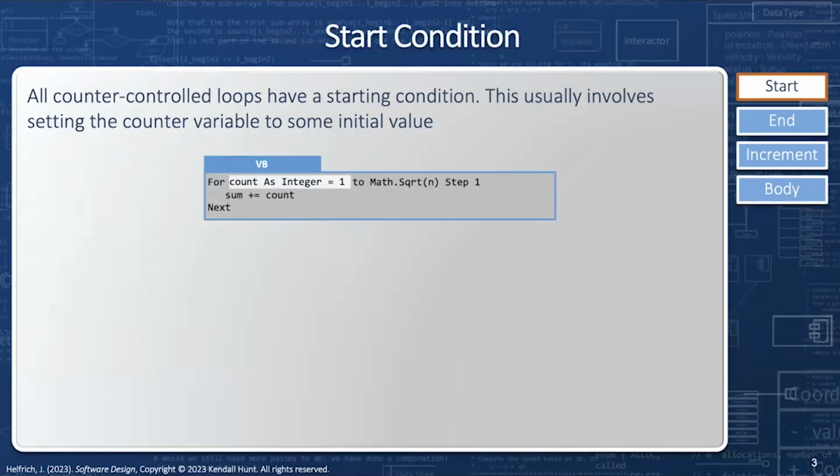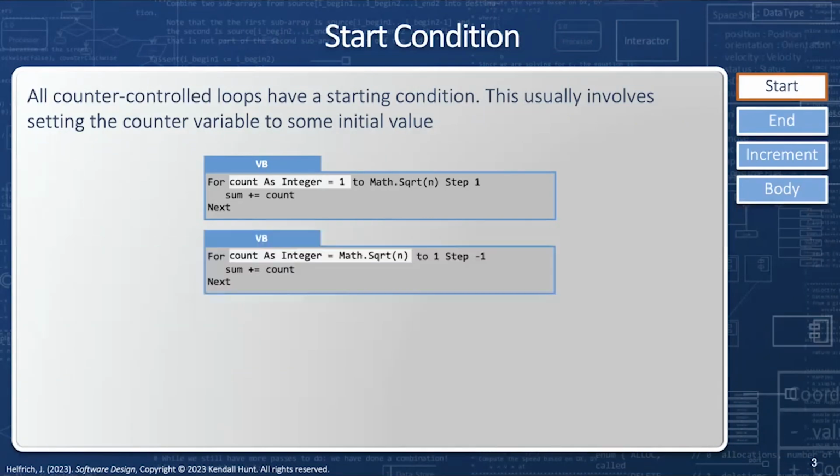So for an example, in Visual Basic, I'm going to start my count as 1, and I'm going up to the square root of n. But notice how I could also go from counting square root of n down to 1. In either of these cases, I'm going to have a different starting condition.